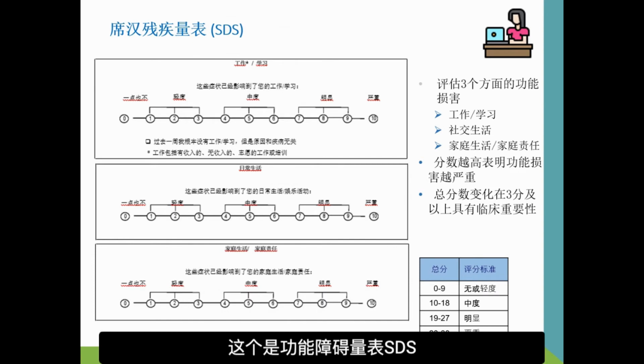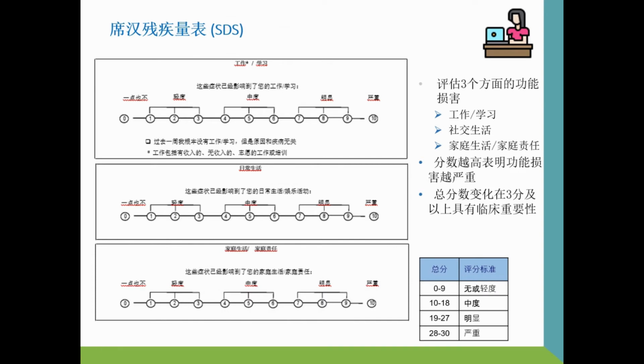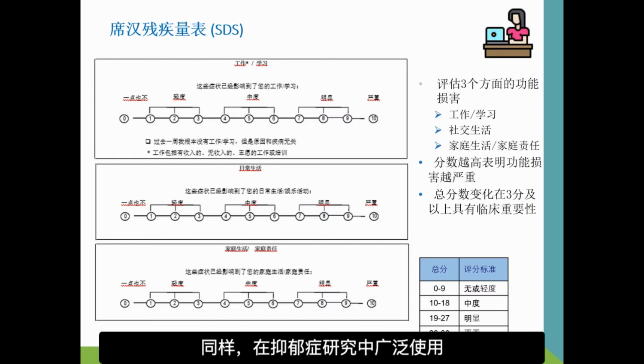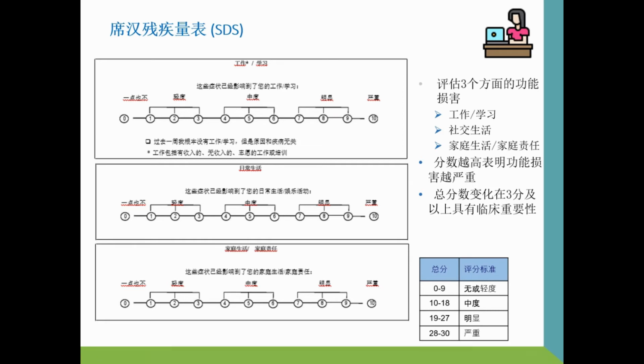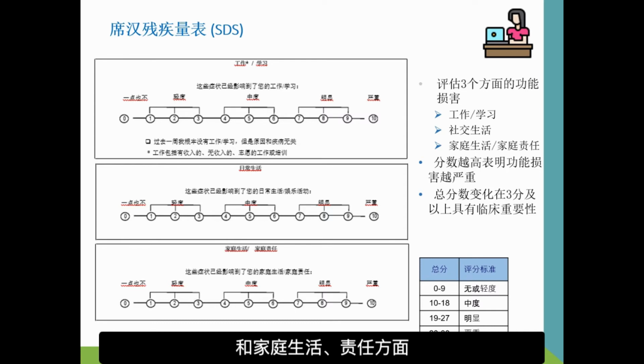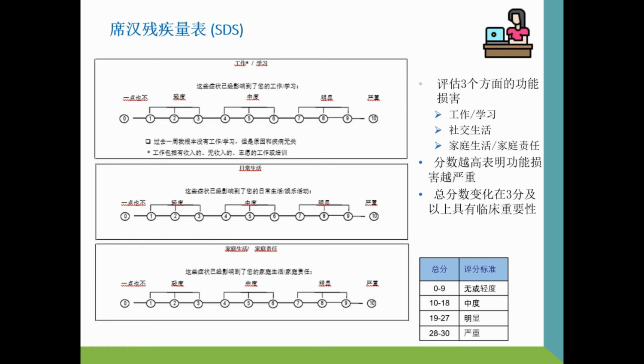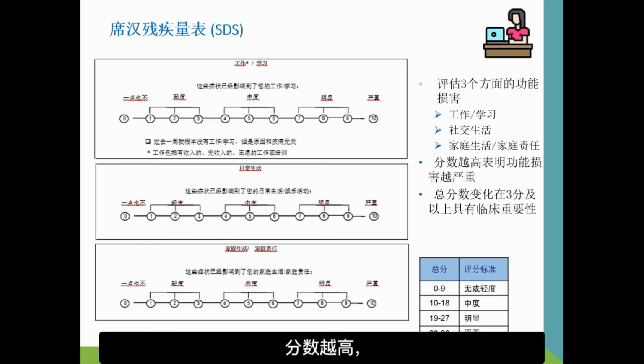This is the functional impairment scale, the Sheehan Disability Scale, again, widely used in depression studies. It really has only 3 items, and it assesses impairment in 3 domains: the work-school domain, the social life domain, and the family or home responsibilities domain. Again, the patient just indicates how much interference and disruption they have in their activities within each of these 3 domains. The higher the score, the greater is the functional impairment.